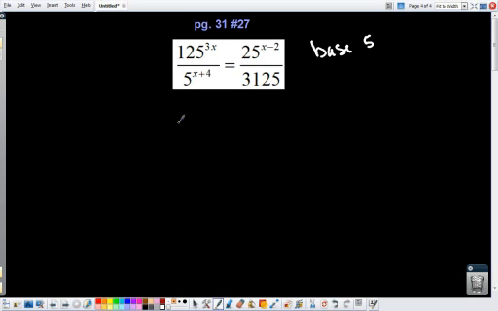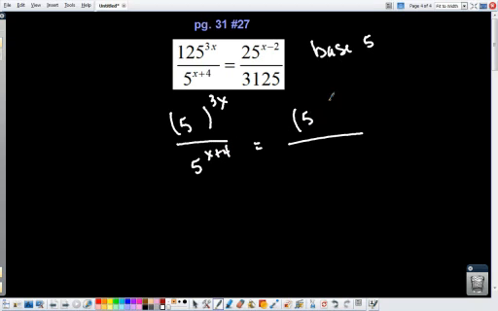Okay, so I'm going to kind of set up my bars here. So I'm going to have base 5 to something raised to the 3x. I'm already in base 5 here, so there's nothing else to do. Okay, base 5 to something raised to the x minus 2 power. And finally, 5 to some power makes 3,125. Okay, so here we go.